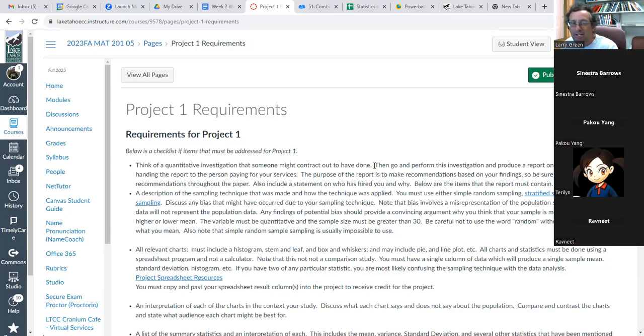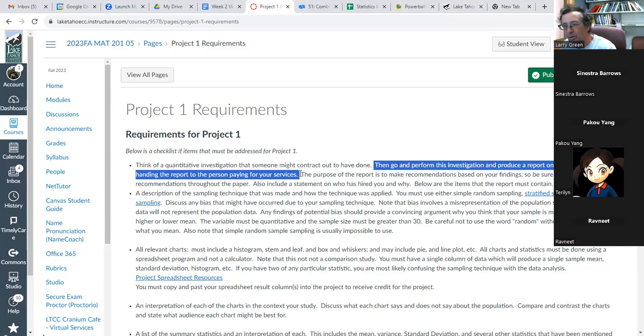Then you're going to go and perform this investigation, and produce a report as though you were handing it to the person paying for your services. By the way, it's a might, and I do not expect you to necessarily be able to get that person to pay. It could be, say, President Biden might be interested in your results. Does that make sense? I do not require you to talk to President Biden. It'd be cool if you could, but finding the president, no matter who it happens to be, is not easy. But you can imagine it. It could be the president of our college, or the owner of a restaurant. There are lots of different people that might be interested in understanding some statistics.